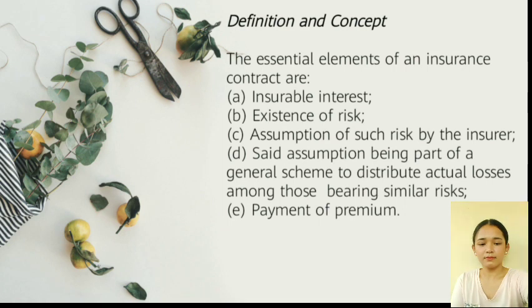For the definition and concept, the essential elements of an insurance contract are: first, insurable interest; second, existence of risk; third, assumption of such risk by the insurer; fourth, said assumption being part of a general scheme to distribute actual losses among those bearing similar risk; fifth, payment of premium.